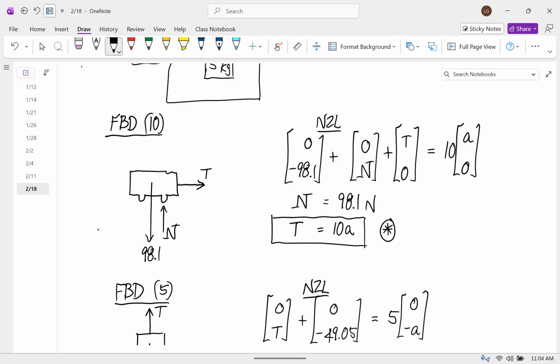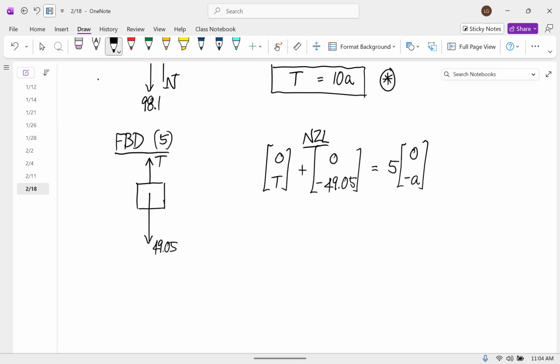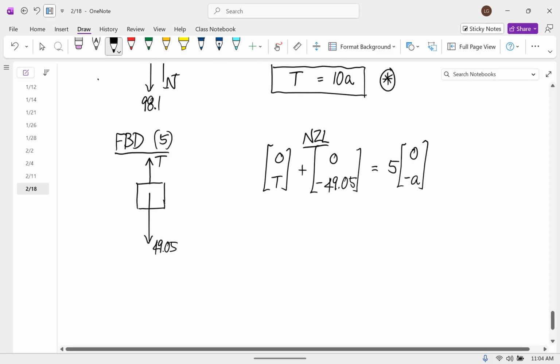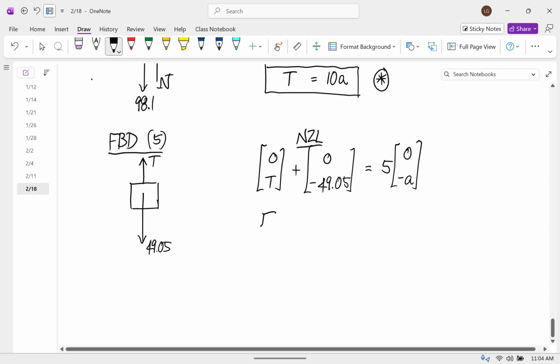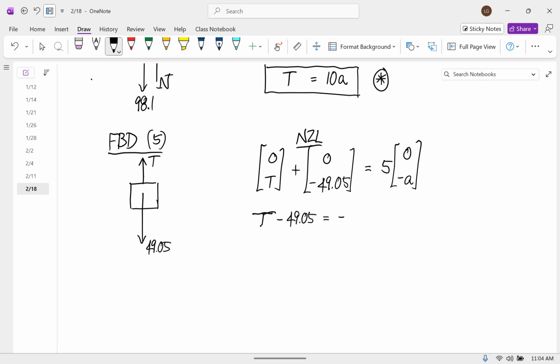So in the final, if we have the first one positive A, the other object should be negative. Yeah, in this case, that's how it works. But you have to think about how it works for each individual problem like this. Okay, so here we get an equation that says T minus 49.05 is equal to negative 5A. And that's my equation 2 star.